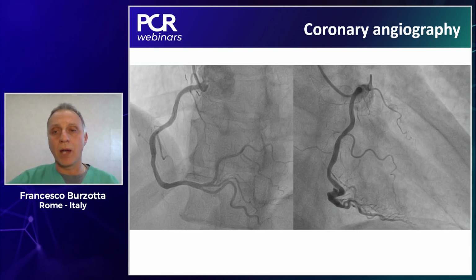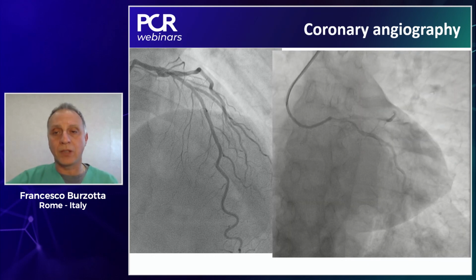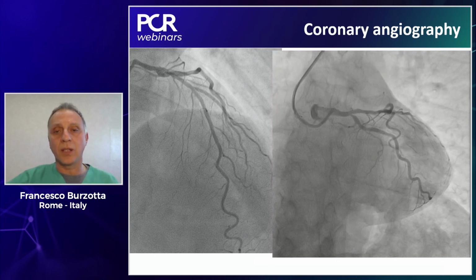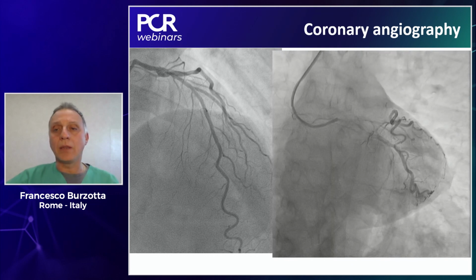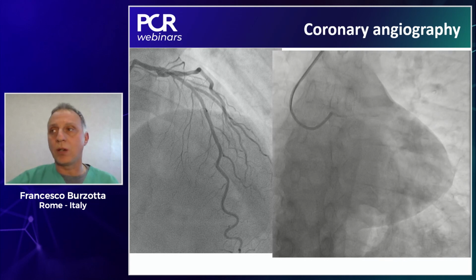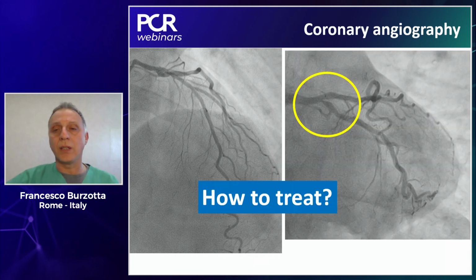This is the right coronary artery assessment. You see some diffuse disease but no tight stenosis. And this is the left system, showing diffuse disease inside the proximal LAD, and a tight stenosis in the ostial circumflex. After nitrates, this is the lesion apparent inside the ostial circumflex.